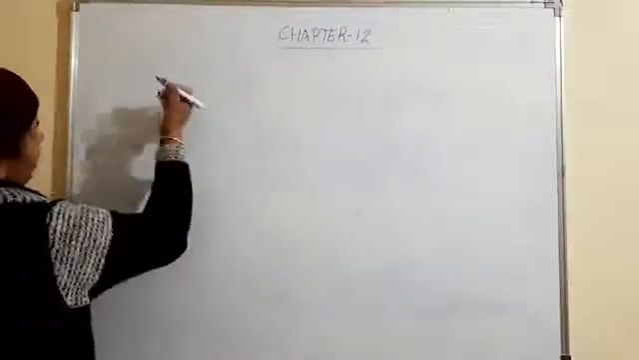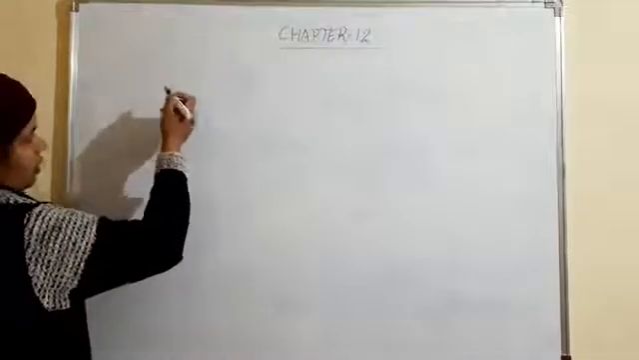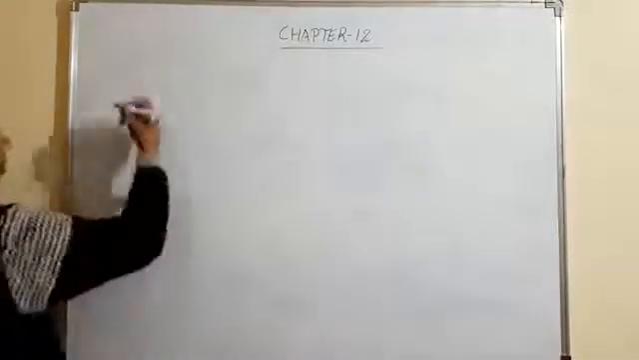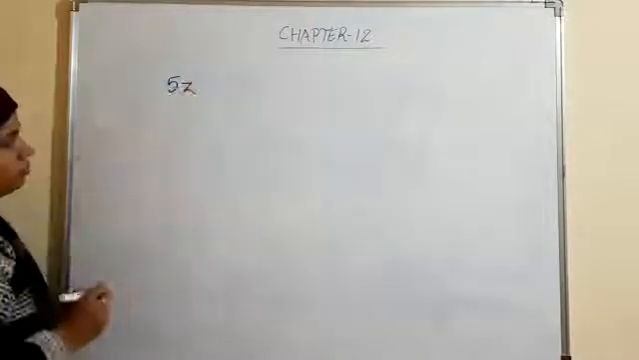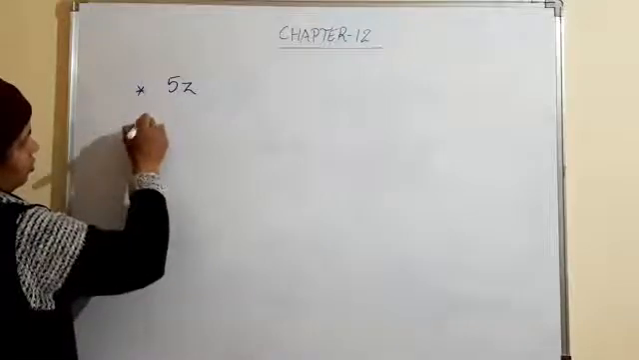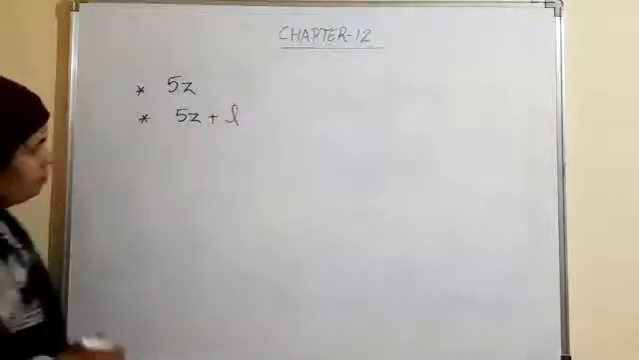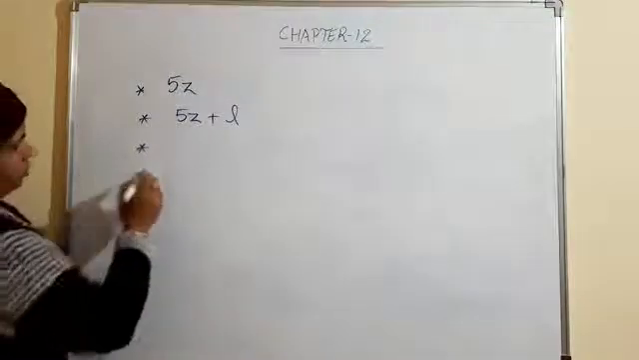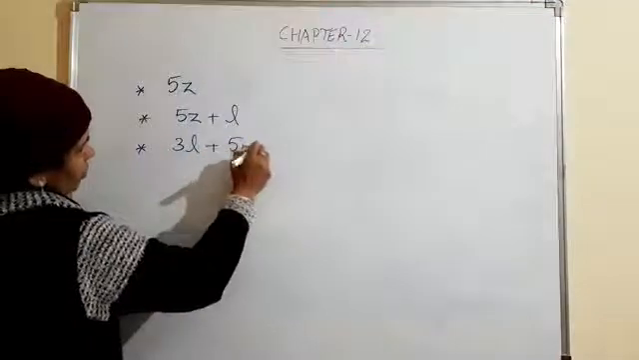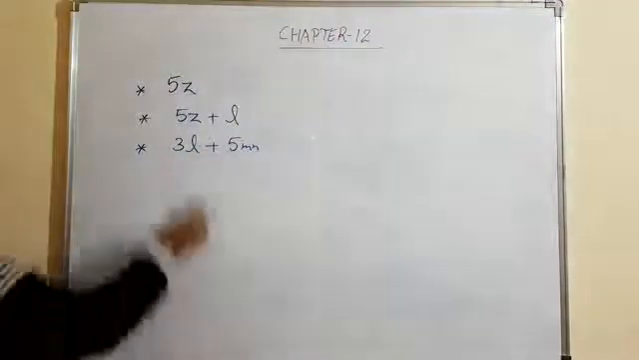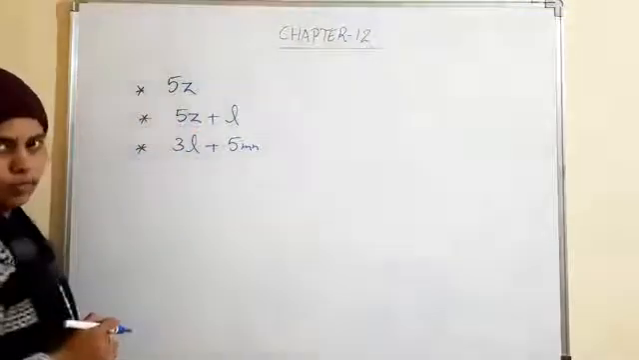Okay, so I am just writing here examples. After that I will tell you the definition. A monomial is any algebraic expression. So I am writing here 5z. I am writing one more, taking the same and adding here l. Now one more: 3l plus 5mn. So an expression containing one term is called a monomial.